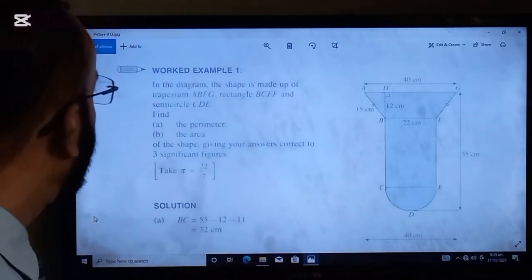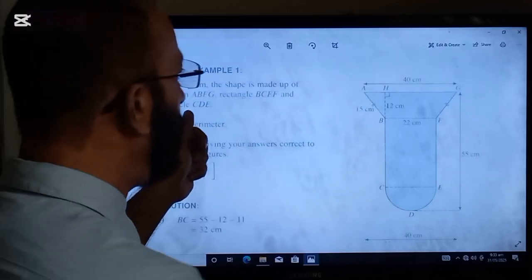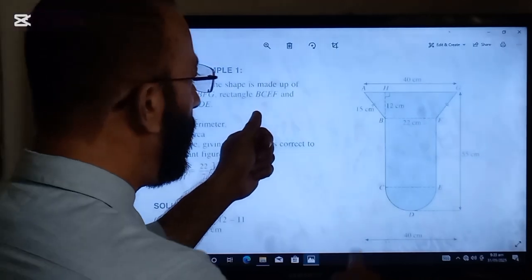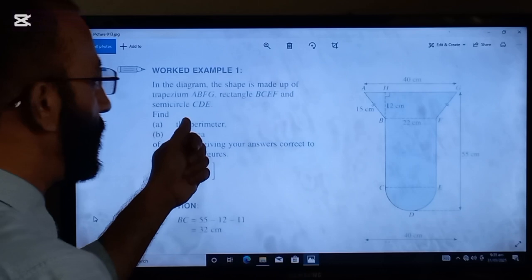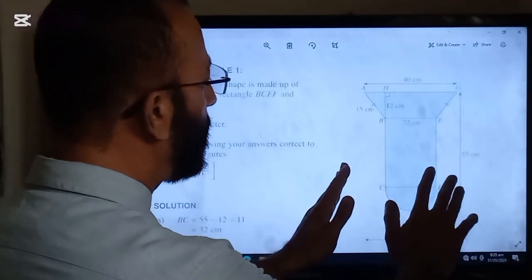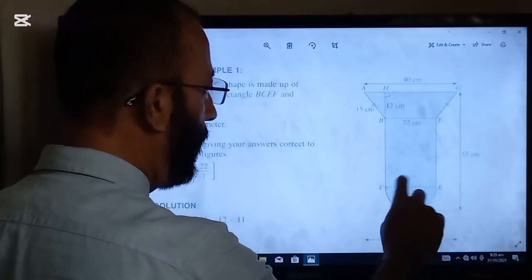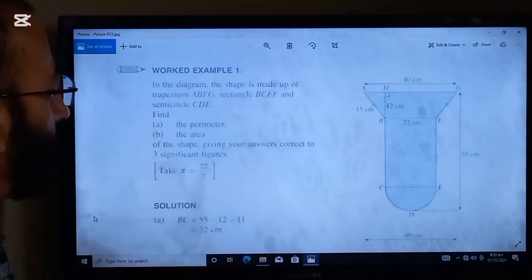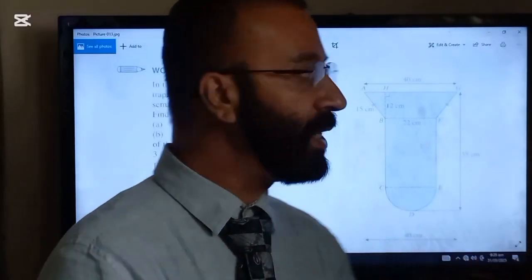Here is a figure. In the diagram, the shape is made up of the trapezium ABFG. So this is a trapezium. Rectangle BCEF. So BCEF, this is a rectangle, and a semicircle CDE, and this is a semicircle. So this is a composite figure. This is actually composed of a trapezium, a rectangle, and a semicircle. So the requirement is to find the perimeter. Actually, the perimeter is the sum of all the outer boundaries.